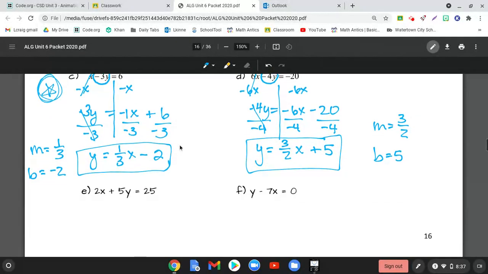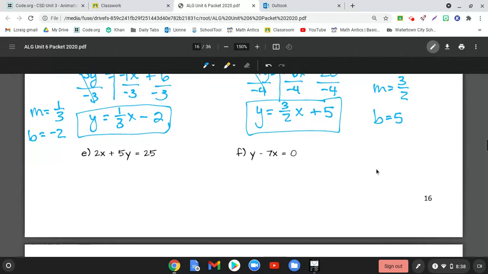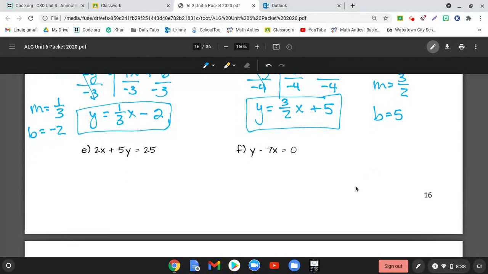And we'll get into graphing those next lesson. All right, 2 to go. So again, we want to get y by itself. So I'm going to subtract the 2x out of there. Positive 5y, I can drop that plus sign. And then we have a negative 2x and a positive 25. Divide everything by 5.